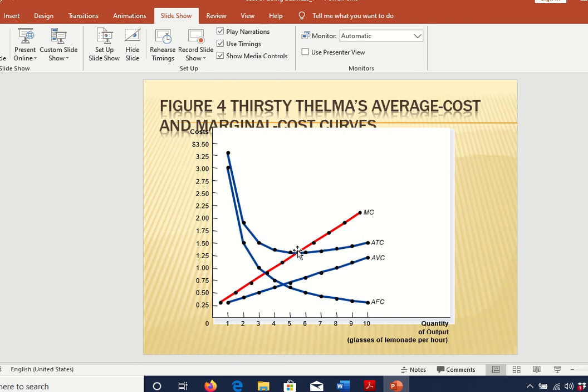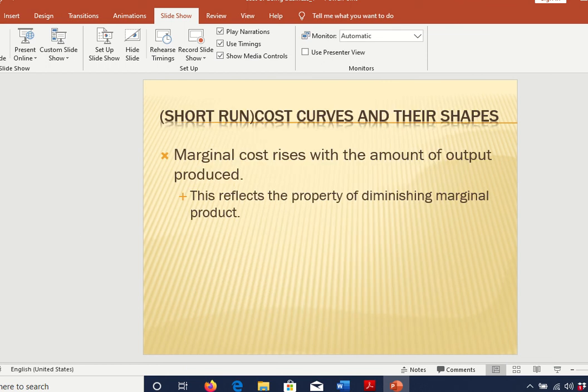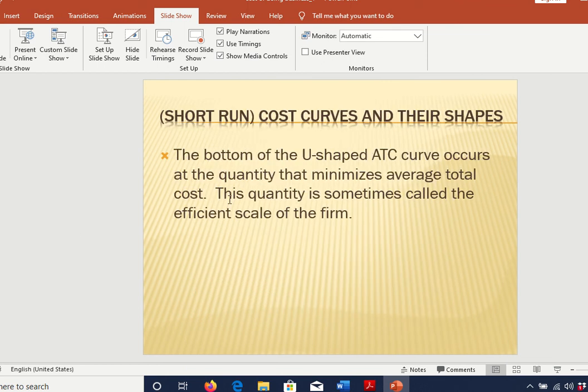Not surprisingly, it occurs at the cross between marginal cost and average total cost. So this here is the minimum average total cost. And then the quantity that corresponds to this minimum average total cost, the quantity of output, is called the efficient scale. So efficient scale is a quantity of output that minimizes the average total cost.